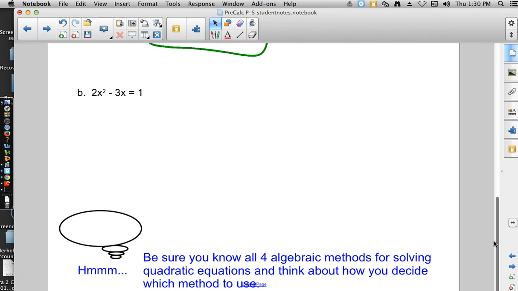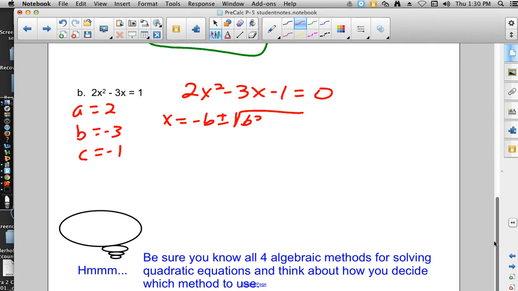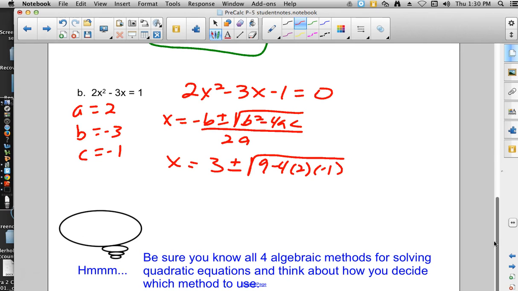All right, there we go. 2x squared minus 3x minus 1 equals 0. You have to have it equal to 0 to use the quadratic formula. A is 2, b is negative 3, and c is negative 1. And x equals negative b plus or minus the square root of b squared minus 4ac all over 2a. So x equals the negative of negative 3, which is 3, plus or minus the square root of negative 3 squared is 9, minus 4 times 2 times negative 1, all over 2 times 2, which is 4.